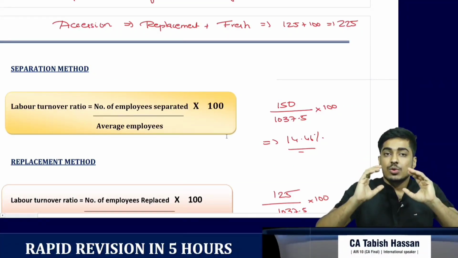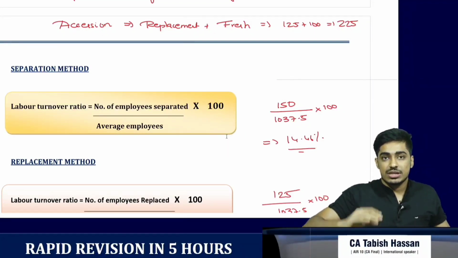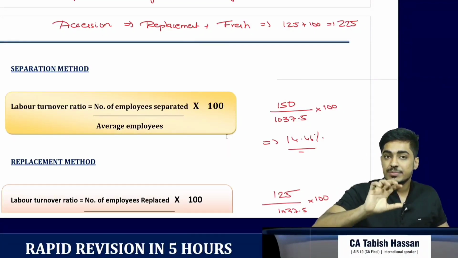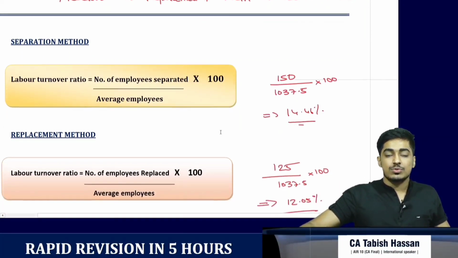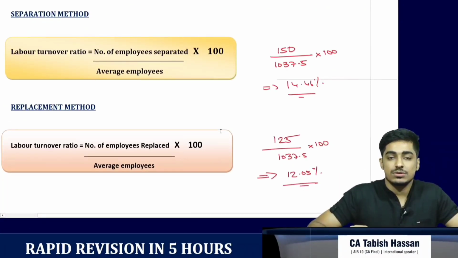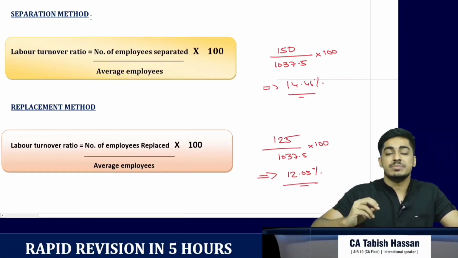Again, coming to the formula, what is labor turnover ratio? It is rate of change of employees in an organization. So change divided by average employees into 100. Clear with this? So we have three different formulas. For change, we are looking at different perspectives. First is the separation method.